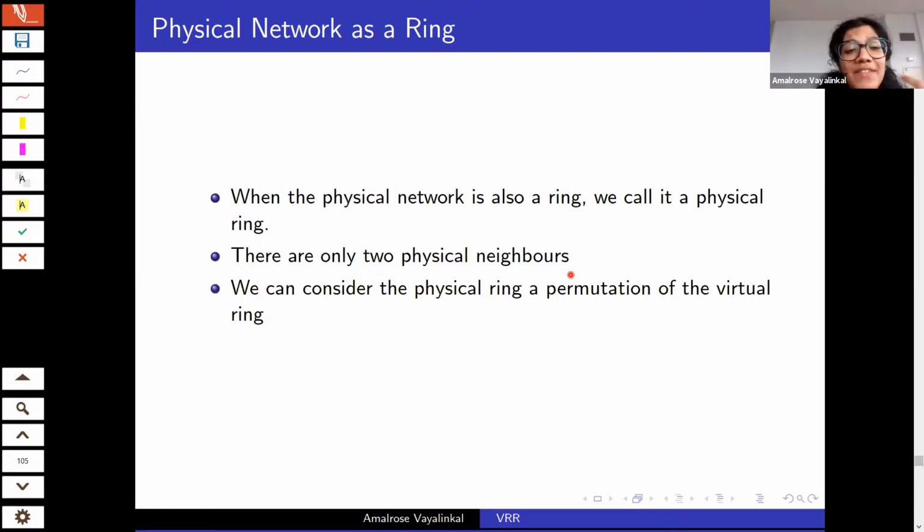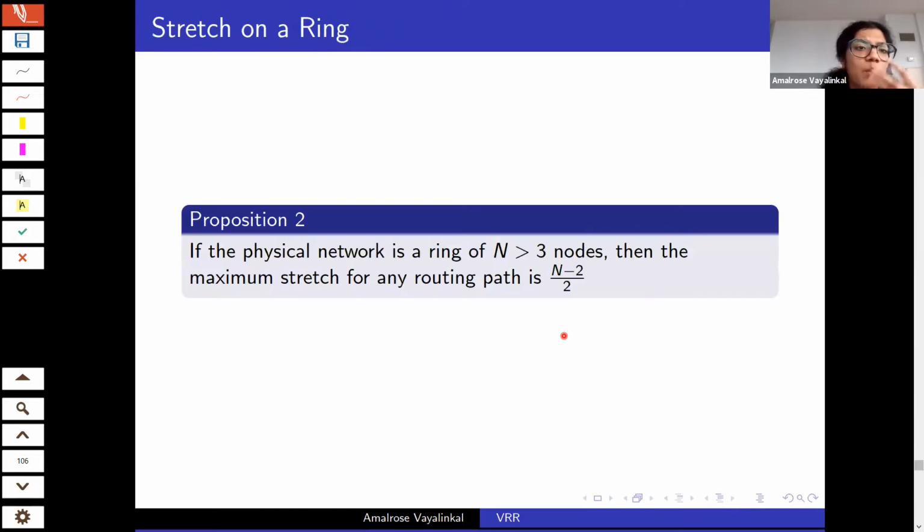Also, if it helps in some computations, we can consider the physical ring as a permutation of the virtual ring, because the virtual ring is arranged in increasing order, but in the physical ring the IDs are assigned randomly. One of the first things we did was try to compute stretch on a ring, because that was our main interest. If the physical network is a ring of n greater than 3 nodes, then the maximum stretch for any routing path is (n minus 2) over 2. The reason we have n greater than 3 is because, well, it's like a circle.